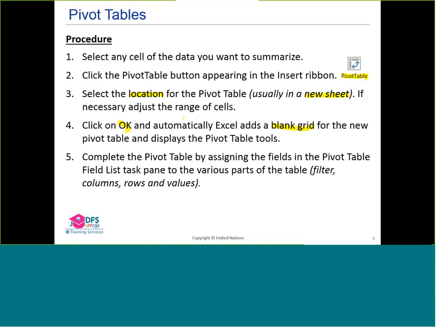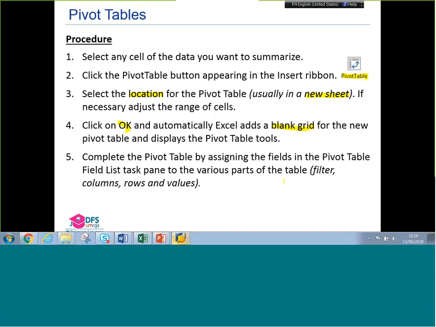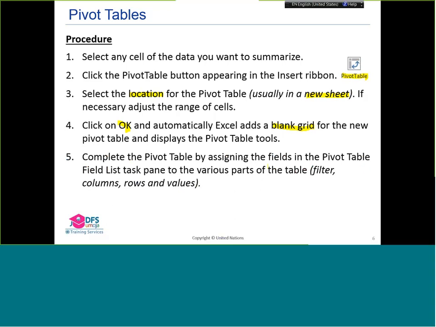Then, once we have the blank grid, we will have to configure our pivot table by assigning the different fields we want to display in the summary. We will have a panel with all the different columns. We can distribute and arrange the different fields as columns, as rows, or as values. So these are the steps to build your own pivot table.